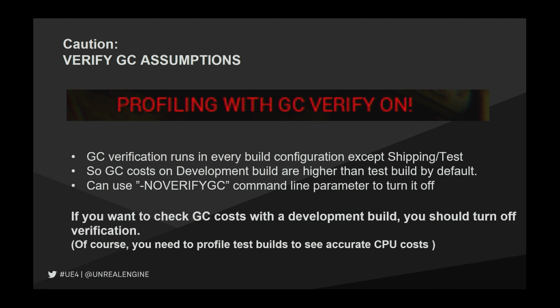And one note about build configuration. In development builds, we actually have some additional checking that's run. It's additional verification that's run during garbage collection. So profiling in a test build is going to be your best option here. But you can use the -noverifygc option on the command line to turn it off if you really need to profile in a development build. But the test build will give you the most accurate timings.